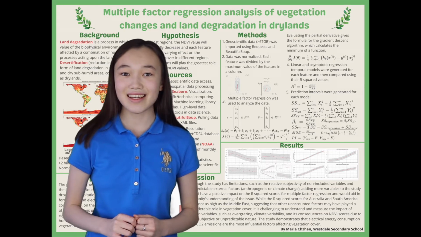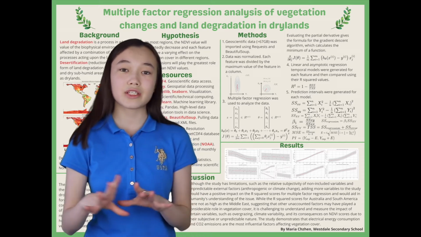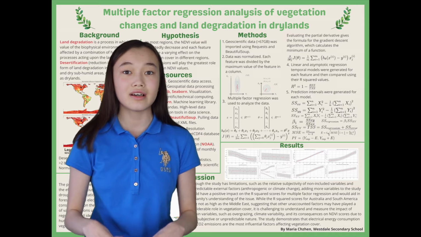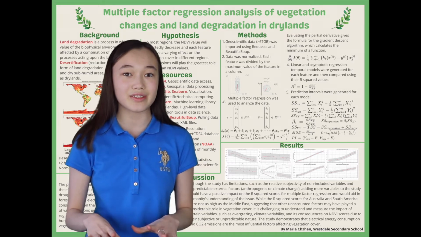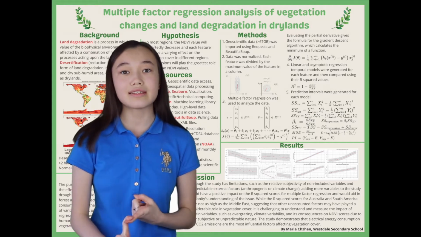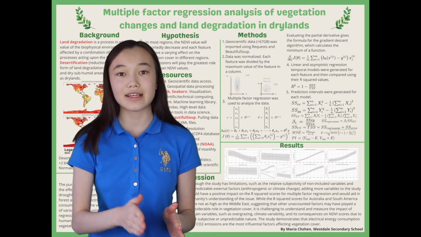Thus, in my study, I set out to quantify the effect of various factors, including drought, precipitation, CO2 emissions, forest area, and electrical energy consumption on the vegetation cover of various regions using multiple factor regression, and identify steps that humans can take to increase the vegetation cover. The project was divided into several stages.